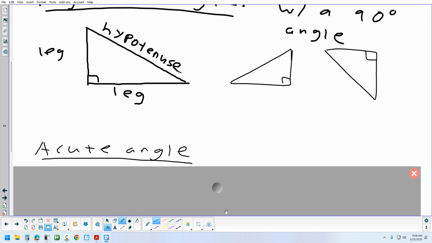How about an acute angle? What's the definition of an acute angle? Yeah? An angle smaller than 90 degrees. Okay, smaller than 90, but it also has to be something else. We talked about other kinds of angles when we did the unit circle that would be smaller than 90, but they would not be acute.